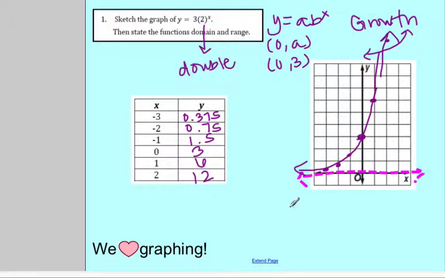It wants us to state the domain and the range. Remember, domain will always be all real numbers, because if I look to the left, I'm going to go all the way to the left. If I look to the right, it's going to keep going all the way to the right. And then my range, okay, so it's going to be that y is greater than, I can never be 0, so not equal, but y is greater than 0. So there is example 1.